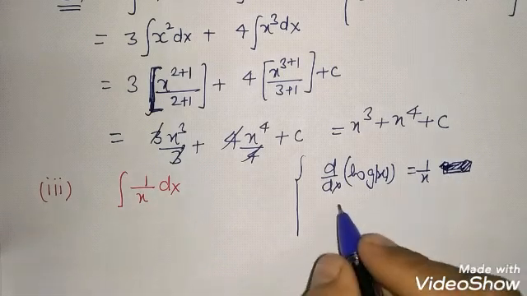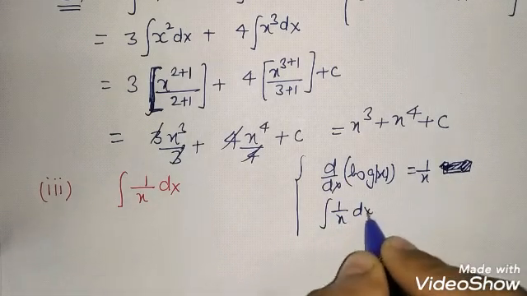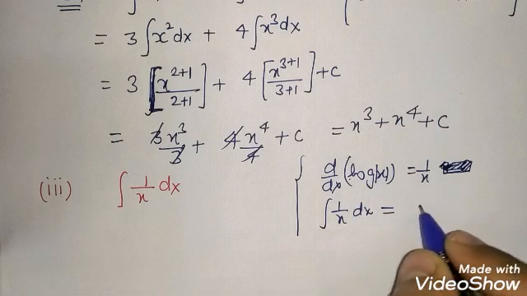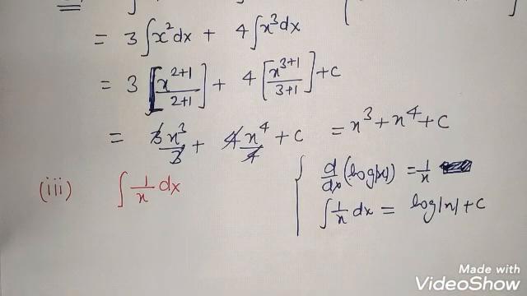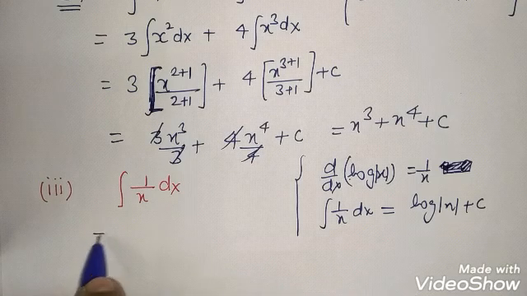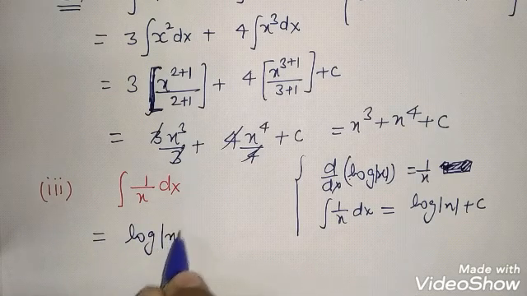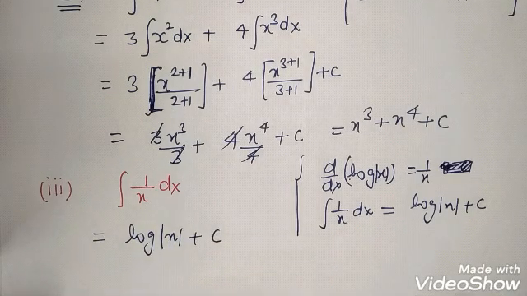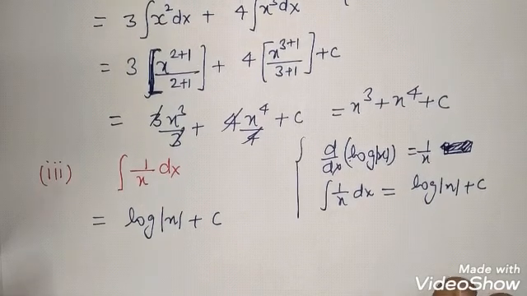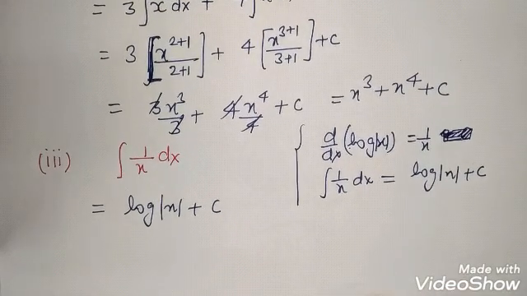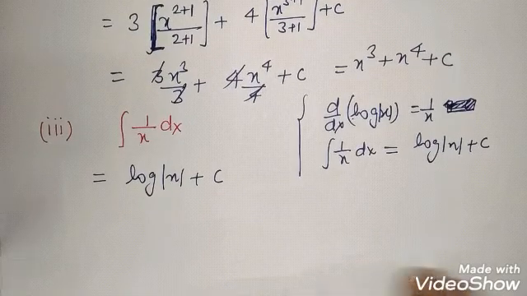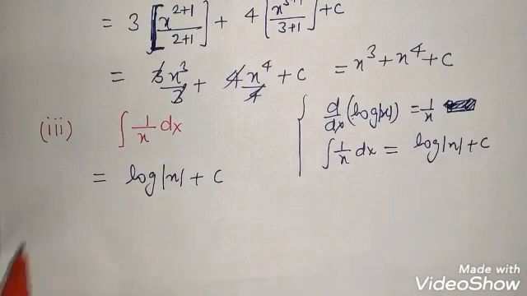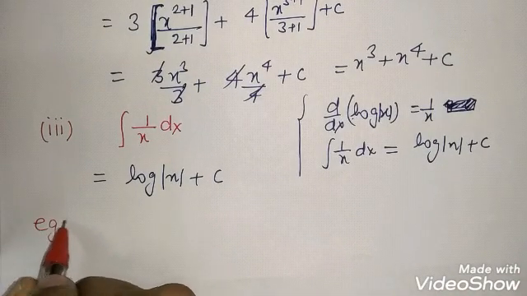So 1 upon x dx integration is what? This is log of mod x plus c. Easy. So the answer is log of mod x plus c. It is basically a formula of 1 upon x dx integration. We have finished example number 1 of your NCERT. Now moving towards example number 2.